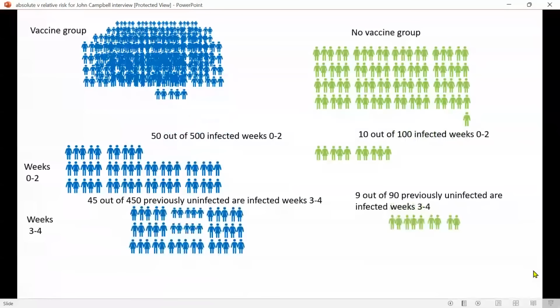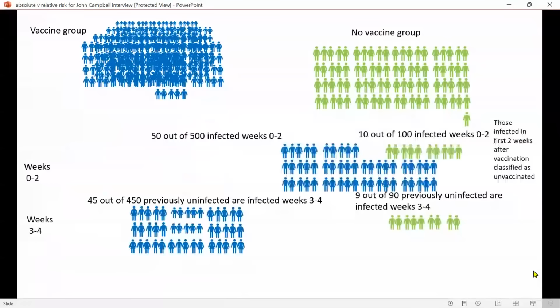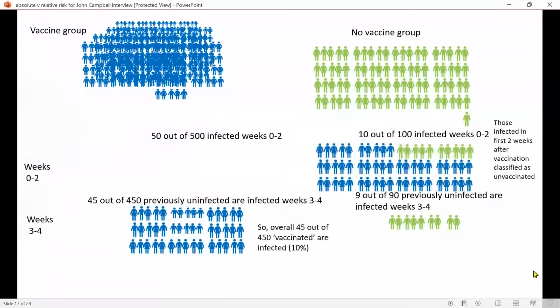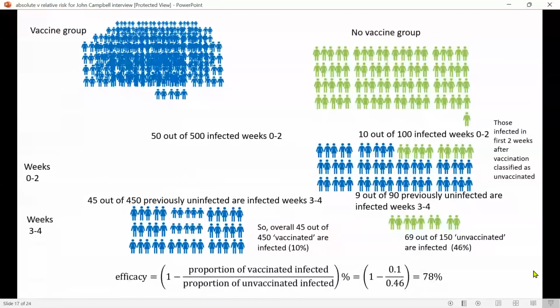Now, what happens when we move those infected in the first 2 weeks who were vaccinated, to classify them as unvaccinated? They get shifted over there. And what are we left with now? We've got 45 out of 450 who are considered vaccinated get infected. That's still your 10%. But of those who are classified as unvaccinated, we've now got how many? If you click on, 69, because we've got 60 plus the 9, that's 69 out of 150 classified as unvaccinated, which is 46%, and you're already up to 78% efficacy.